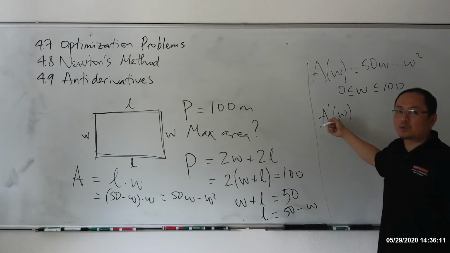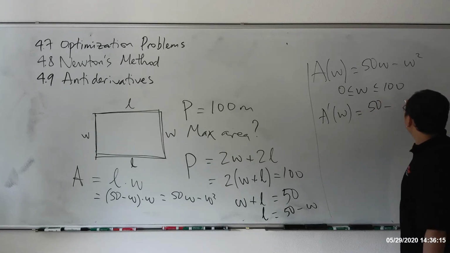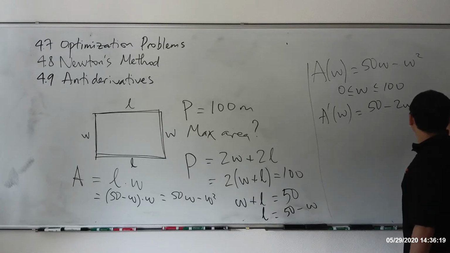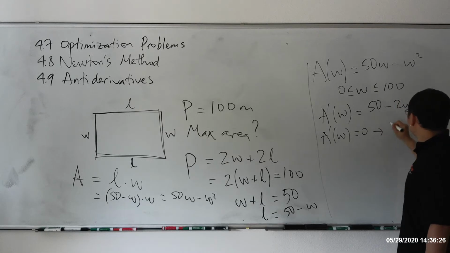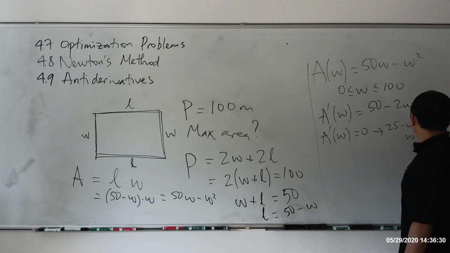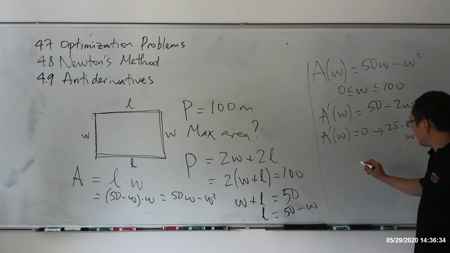Now the actual problem, I don't use f anymore. This is A, right? What is it? 50 minus 2W, and then this is 2 times (25 minus W), and you let the derivative equal to 0. Then you get 25 minus W equal to 0, or W is equal to 25. And recall the first derivative test, you're going to have a table.